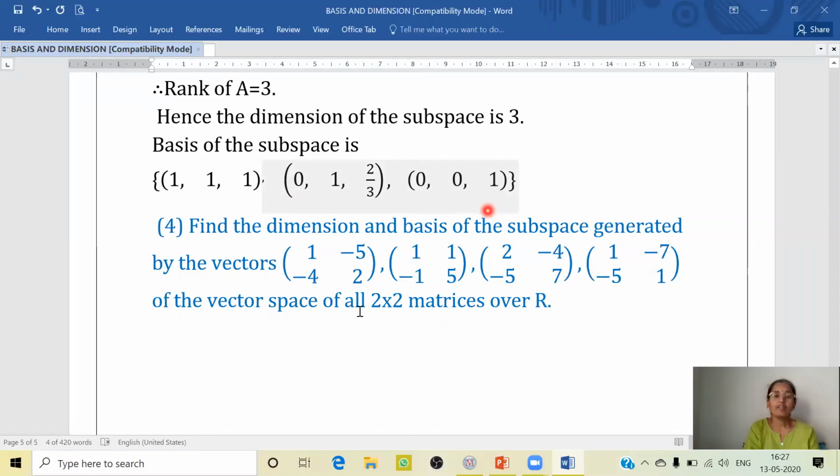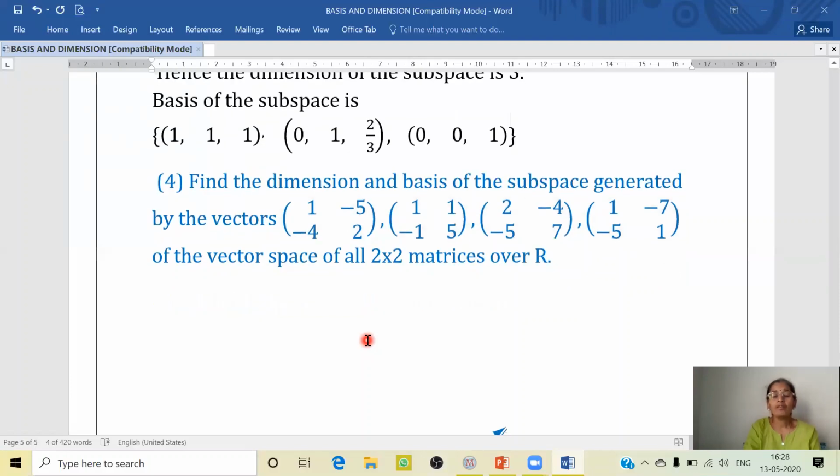Similarly, we can solve the fourth problem, that is finding the dimension and the basis of the subspace generated by these 4 vectors. All the 4 vectors belong to the vector space of all 2 cross 2 matrices over R. So while using the Maxima command for such problems, put each vector, that is the 2 cross 2 matrix, in a quadruple and then execute using the same command which we have used in the previous examples.